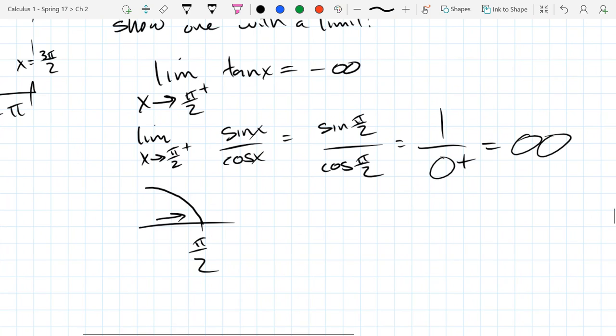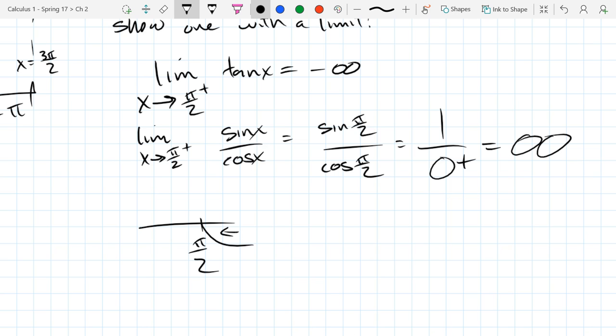Uh-oh, what did I do wrong? Did I approach pi over 2 on the correct side? Nope. So yes, cosine does look like that over there, but I need to approach on that side with the cosine function. So it's actually 0 from the negative side, which is negative infinity. This is just out of the cosine graph right here. All I did was graph y equals cos x, and I found the limit right there. I knew it was going to 0, I just needed to know positive on one side, negative on the other. And it was important that we were approaching from the positive side. In this case, we got negative 0.